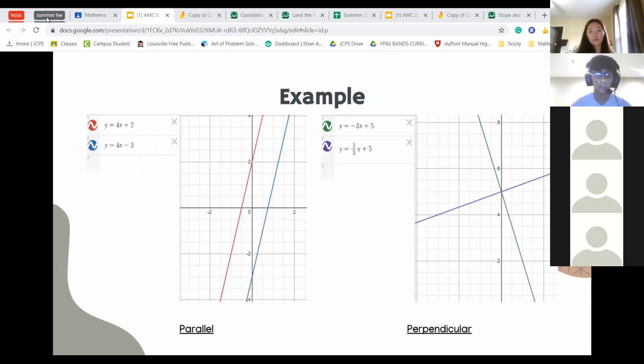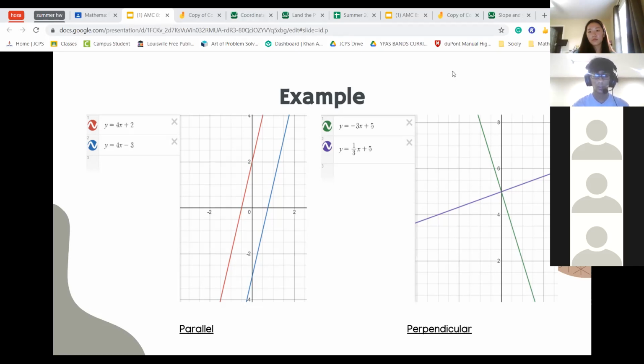And no matter how far apart they are from each other, like we see the y-intercept here is positive 2, and then the other one is negative 3, they're not going to touch at all.